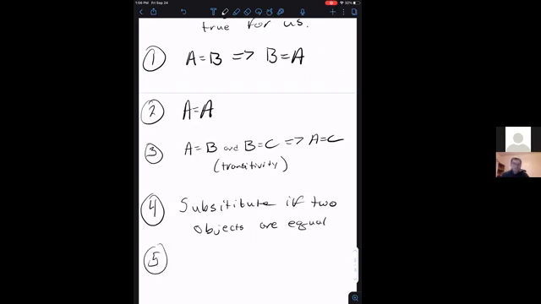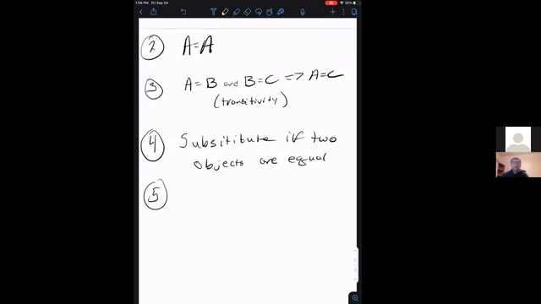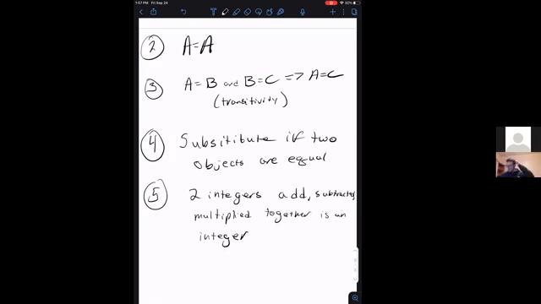Okay. And number 5, the last one, is that two integers added, subtracted, or multiplied together is an integer. Okay. So these are things we're going to take to be true.